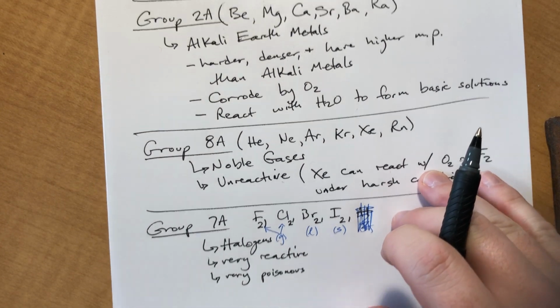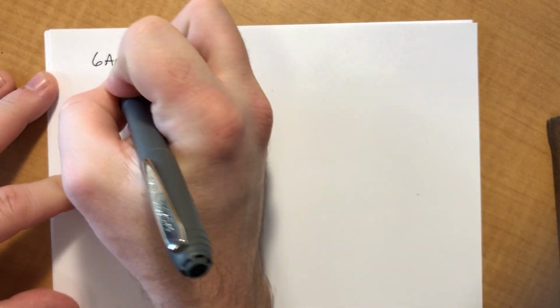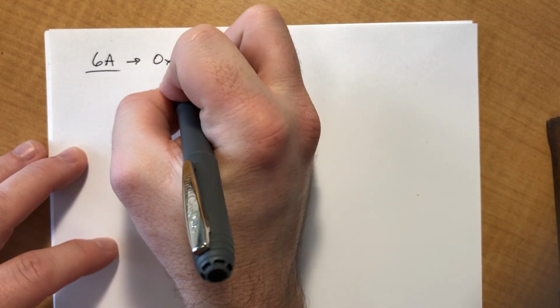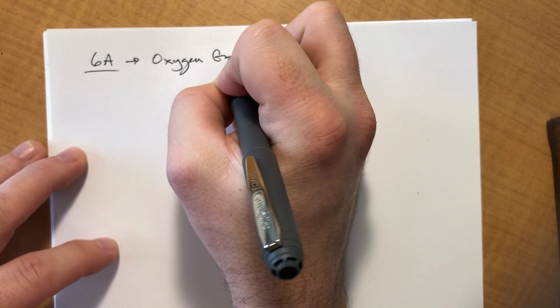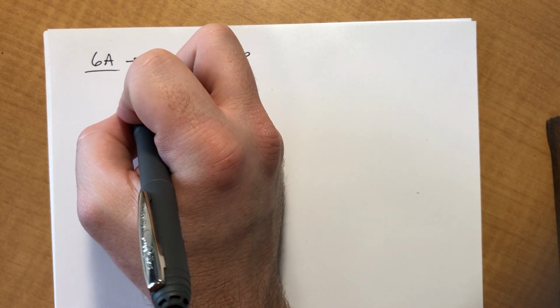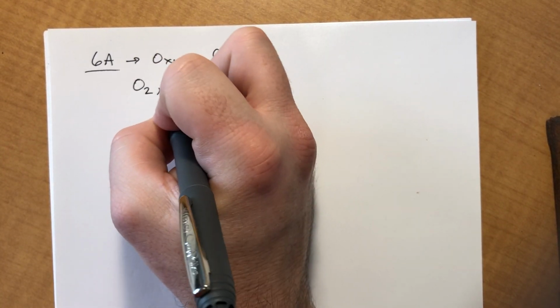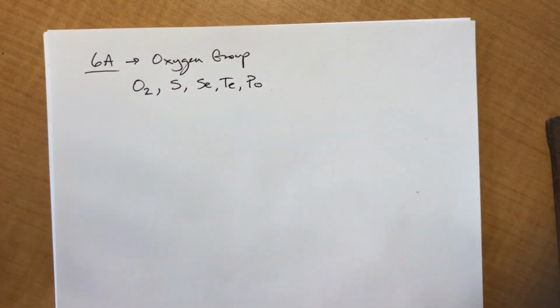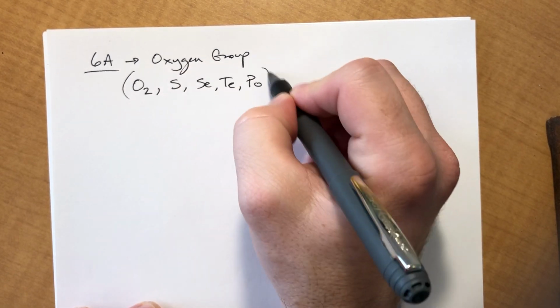All right. The last column that we're going to talk about is column 6A. This is just known as the oxygen group because it's the most noteworthy thing in that column. So this would be oxygen, which is also diatomic, sulfur, selenium, tellurium, and polonium, which is super radioactive and not real stable. Okay.